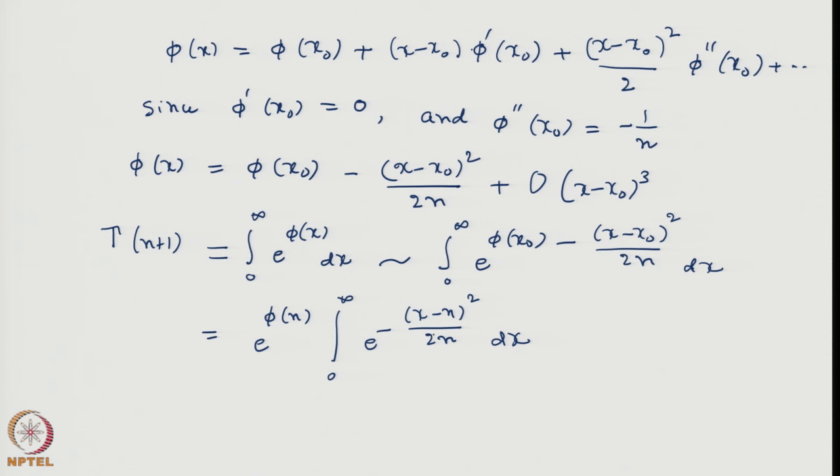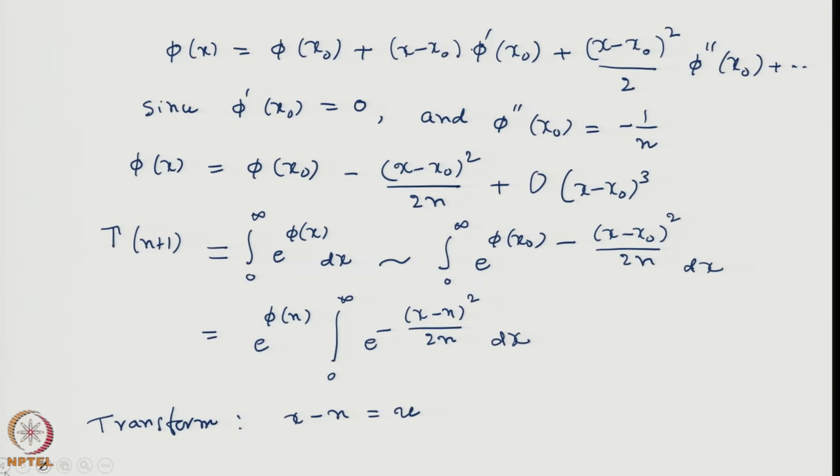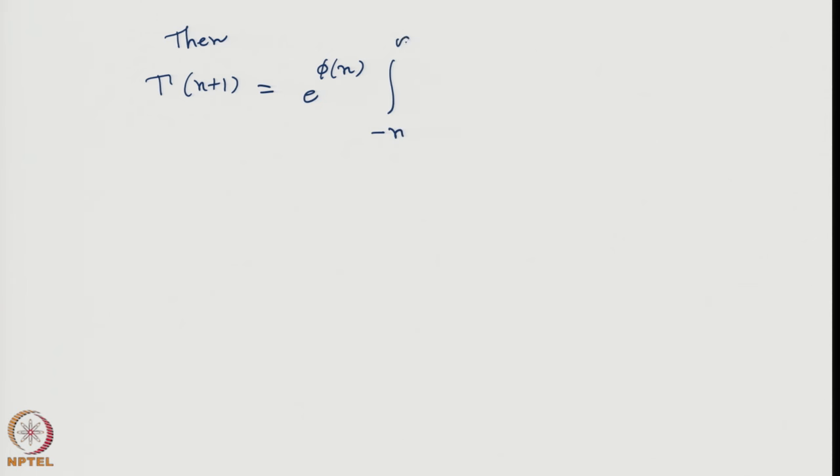To evaluate the integral, we do a transformation: x minus n equals some new variable, let us say u. Then our function becomes gamma n plus 1 equal to e to the power phi x naught, which is phi n. Now, the limits of u: if x equals 0, it will be minus n. x equal to infinity, it will be infinity. So, it will be the integral from minus n to infinity of e to the power minus u square by 2n, and dx will be du.